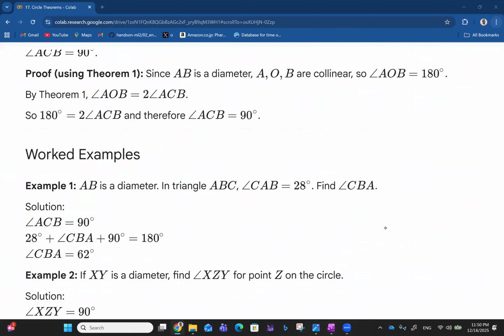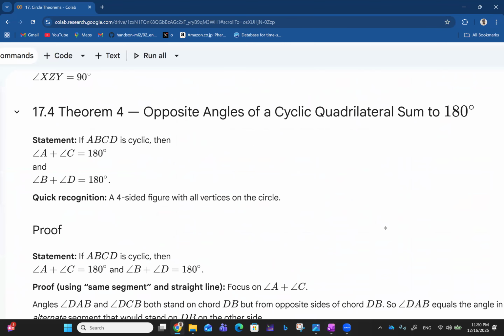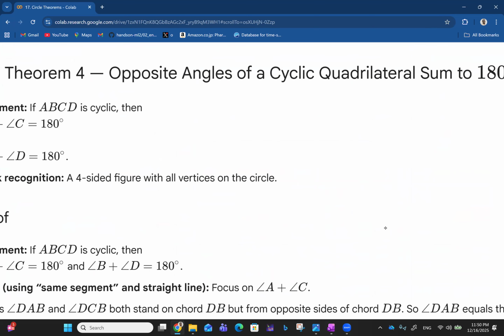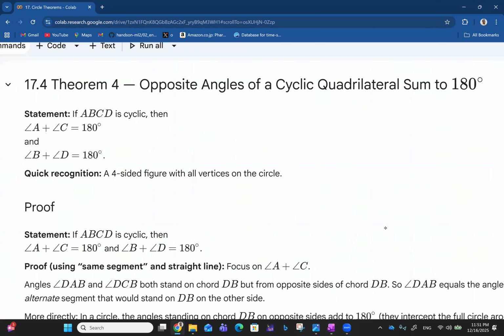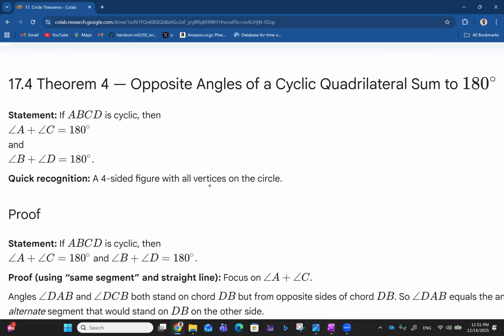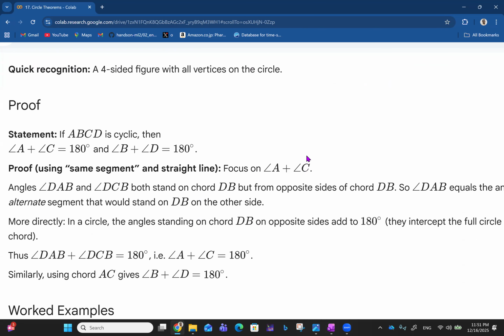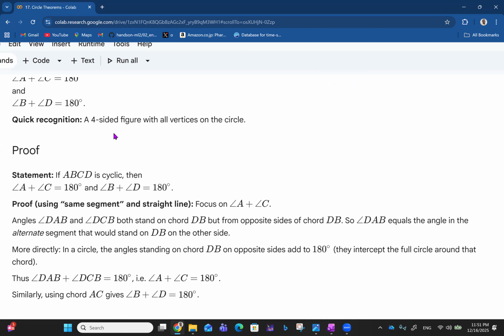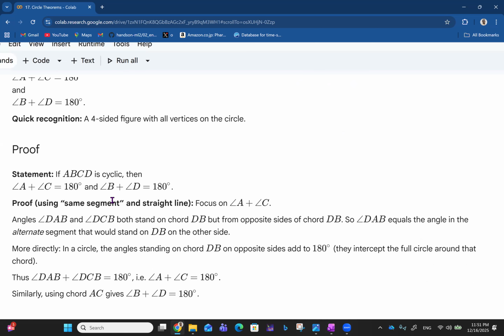So that's theorem 3. We move on to theorem 4. For theorem 4, opposite angles of a cyclic quadrilateral sum to 180 degrees. So if ABCD is cyclic, then angle A plus angle C is 180 and angle B plus angle D is 180. A four-sided figure with all vertices on the circle is what we call a cyclic quadrilateral, like it was shown to us before. So we have the proof right here.